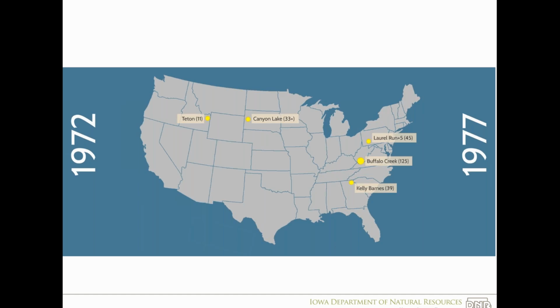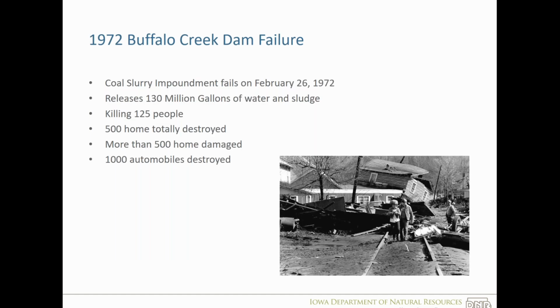And like I mentioned, in the 70s some key events also happened. We had the Teton Dam failure, which was a really large Bureau of Reclamation dam that failed upon first filling. Canyon Lake in South Dakota, Laurel Run, another Pennsylvania dam, Buffalo Creek in West Virginia, and Kelly Barnes. And we'll talk about those last two in a little more detail here.